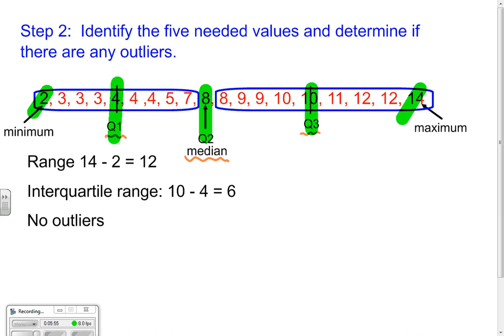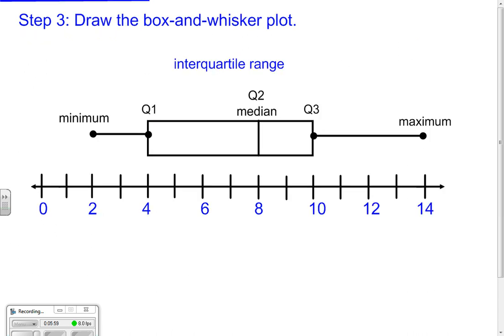Q1 and Q3 form the boundaries of the boxes, and the min and max form the boundaries of the whiskers. So if you take a look, this is my min and my max, Q1 and Q3 with a median in the middle. It's really important that whatever scale you use is consistent, so that way you can see the size difference in the boxes and whiskers.